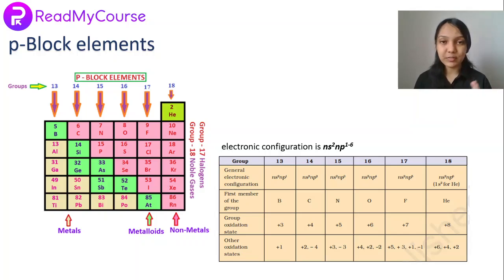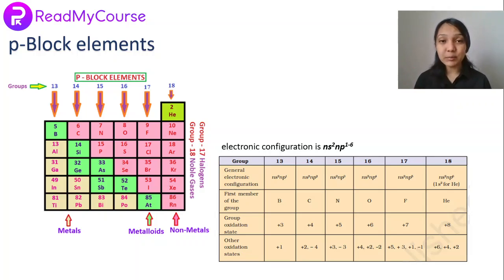In group 15, the nitrogen family, then comes the oxygen family. But in group 17, we call all of them halogens. And in group 18, all of them are inert, they are noble gases. This is how the p block elements are named, grouped and classified.